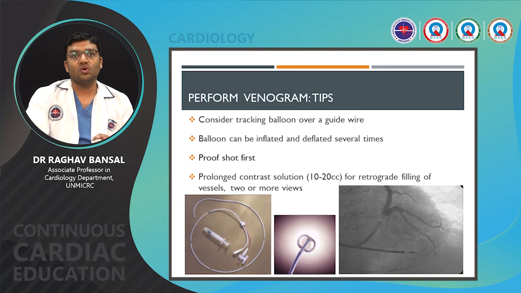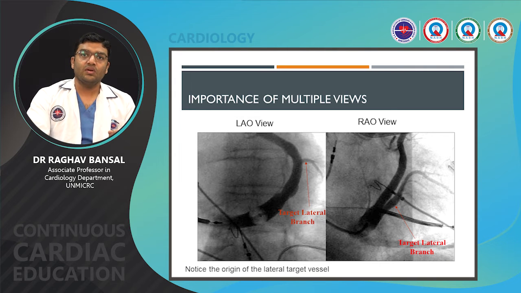And then once you are sure that it's in an appropriate position and it's blocking the CS ostium properly and there is no backflow so that the venous anatomy is properly delineated, then we do a prolonged contrast injection with 10 to 20 cc of dye for retrograde filling of the vessels. This should be done in two views at least, the RAO and the LAO view. The importance of multiple views cannot be overemphasized, like we all know, we have seen in coronary artery anatomy also.